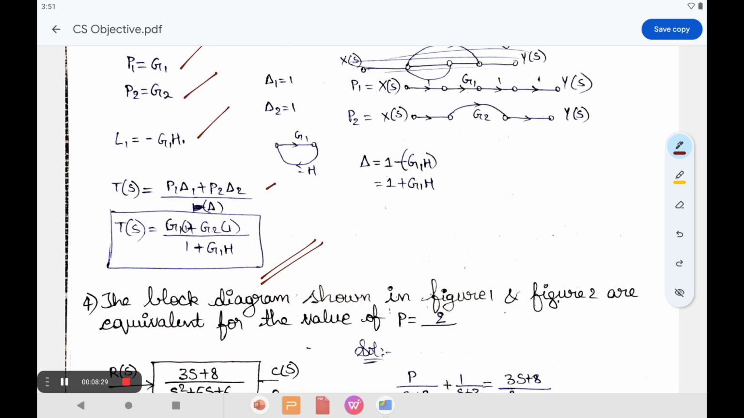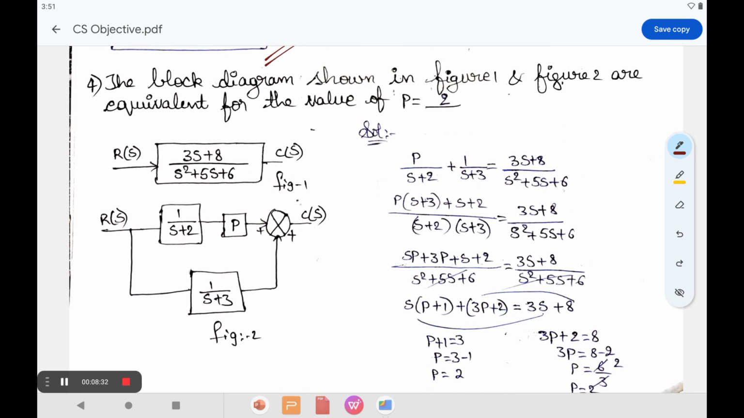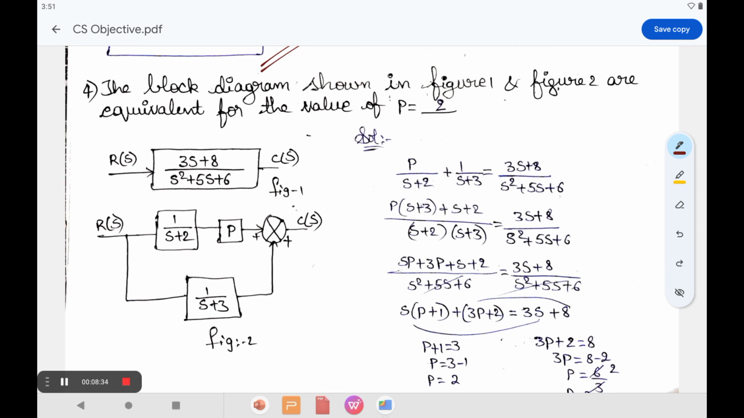Okay. So the second thing is nothing but the fourth question in this discussion. That is nothing but the block diagram. Okay now. So the block diagram shown in figure, equivalent. So what is the value of P? P value calculate cheyandi annadu.